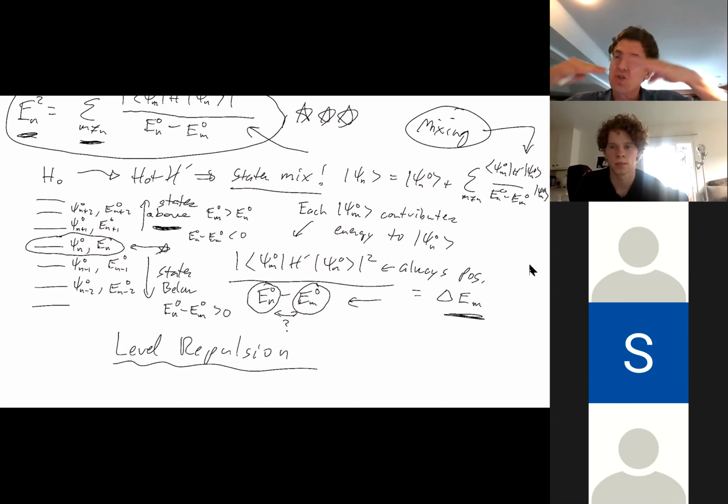Second order perturbation shows that levels repel. So this is a new piece of quantum mechanics intuition that you now get from perturbation theory. And it's not obvious at all. I mean, if someone said to you, hey, levels repel each other, you'd be like, what the heck are you talking about? I mean, it makes no sense. And yet it's true. It's a real thing. The perturbation causes the levels to repel.